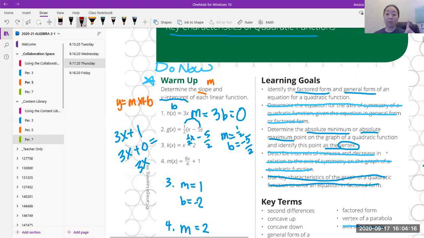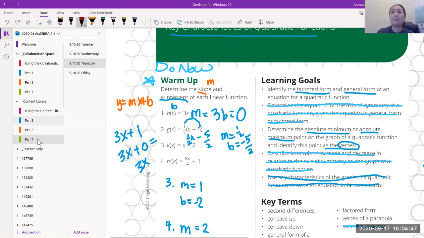Remember, you can only have one per parabola. So you can either have a minimum or you can have a maximum. You can't have both. It's just one or the other. You can't say the minimum is this and the maximum is that. No, it's only one. When we talk about other shapes, other polynomials, then we can have two maximums, or three maximums or minimums or whatever it is. But in this case, we only have the one.